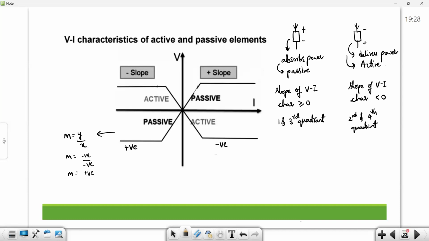If slope is greater than or equal to 0, we will call it a passive element. If slope is less than 0, then we'll call it an active element. I told you yesterday, if current enters the positive terminal, it is a passive element. If current enters the negative terminal, it is an active element. Fine. Is it clear? We'll go for the next one.